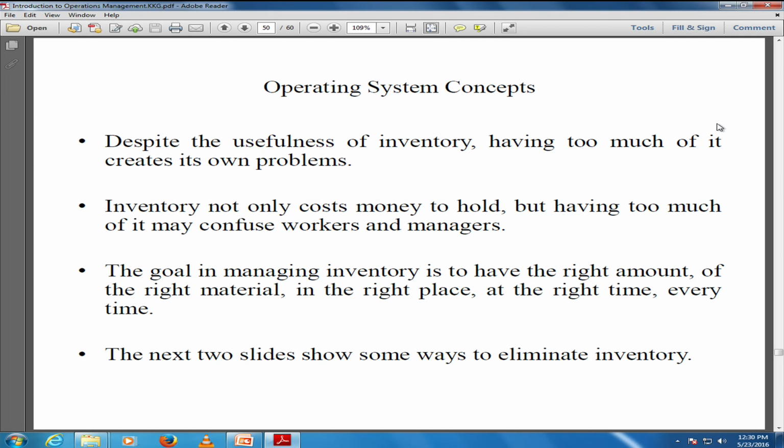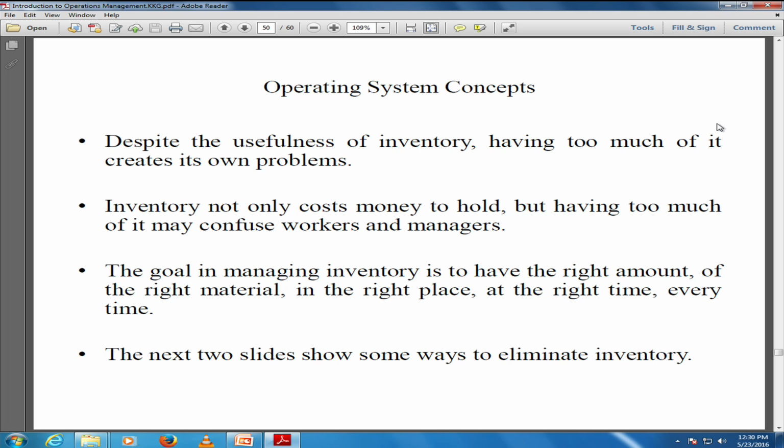So, despite the usefulness of inventory, having too much of it creates its own problems. Inventory not only costs money to hold, but having too much of it may confuse workers and managers. Professor Rai will explain how to get to the optimum level. The goal in managing inventory is to have the right amount of the right material in the right place at the right time every time.